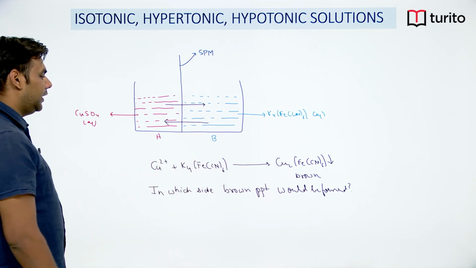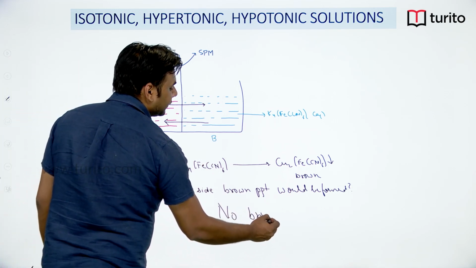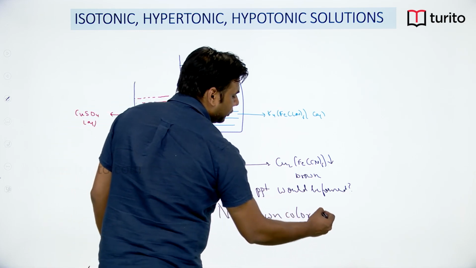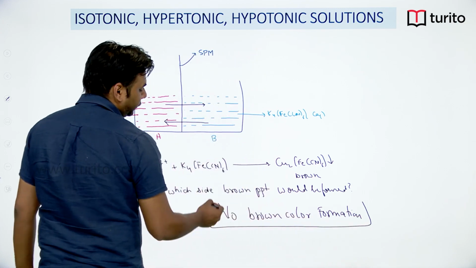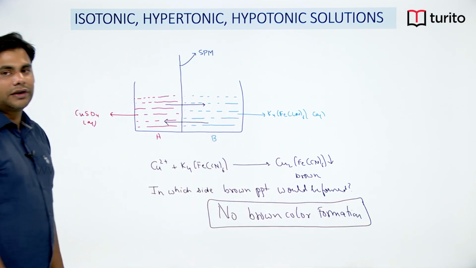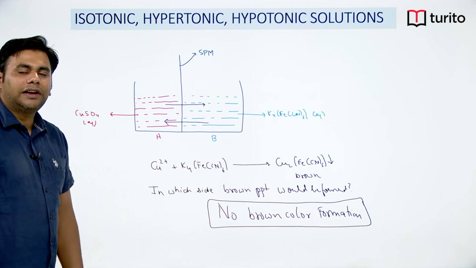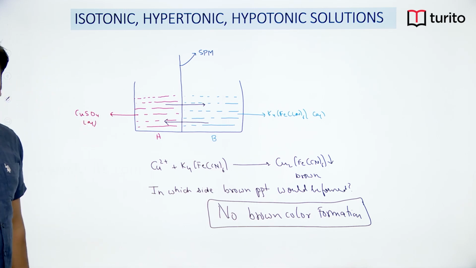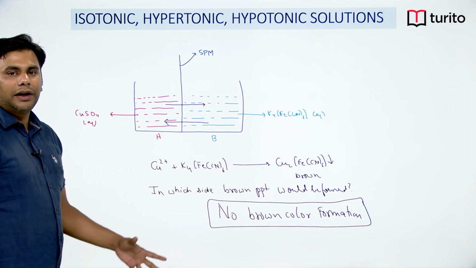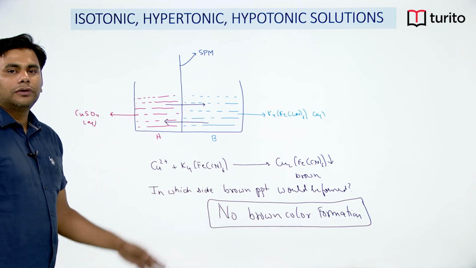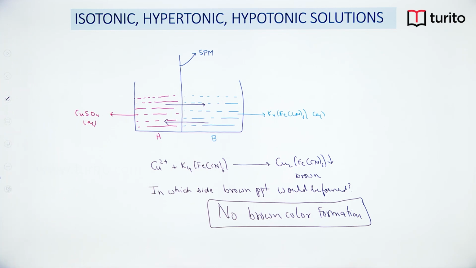So what would happen? There would be no brown color formation. Hope this is clear to you. Again, a very basic logical question. In this case there would be no reaction because copper sulfate won't come in contact with K4[Fe(CN)6], because the two of them are separated through a semi-permeable membrane and they cannot cross it. Only water molecules from each side can pass through this semi-permeable membrane. Hope this is clear to you.